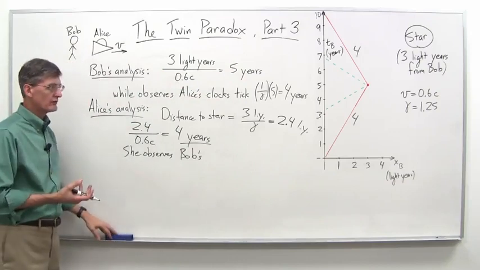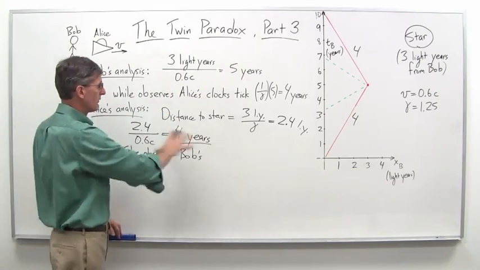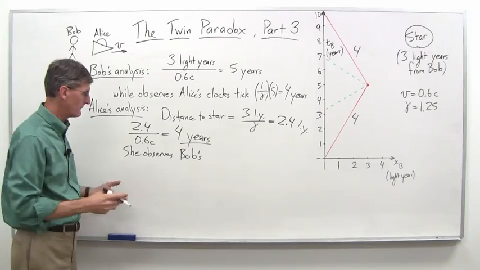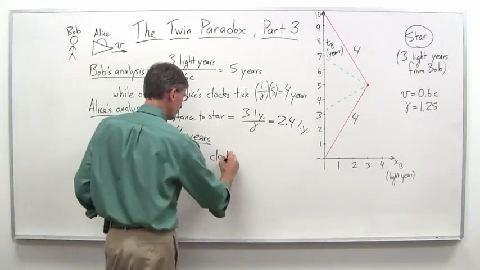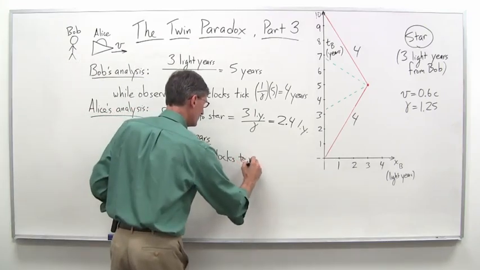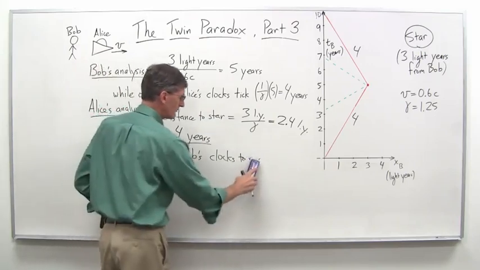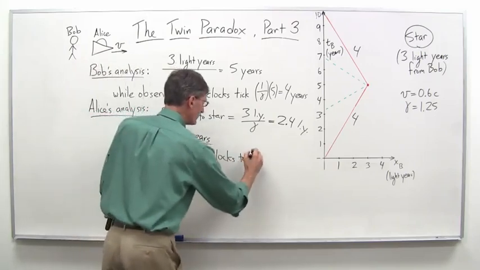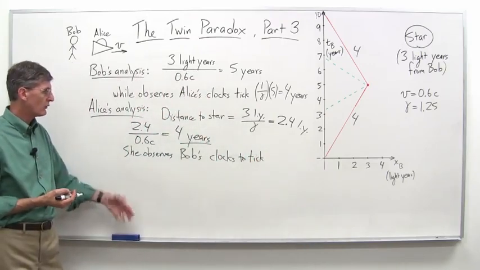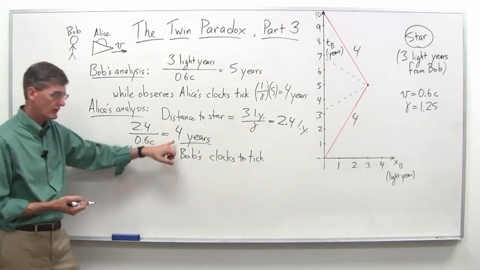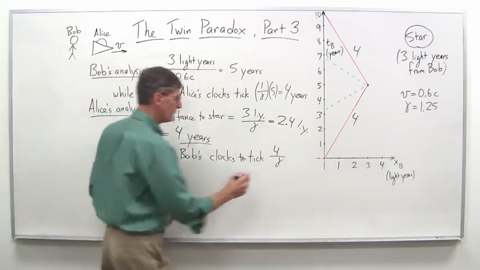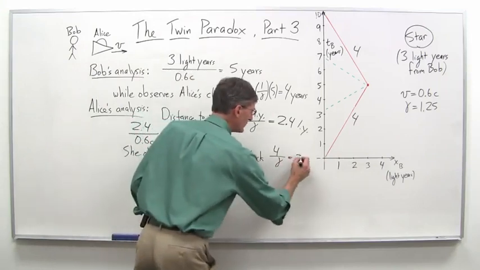In general, wherever they are in his lattice of clocks, when Alice observes one of his clocks, she will observe the clock ticking more slowly than hers. So how many years are they going to tick? Well, again, it's the gamma factor. Her clocks tick for 4 years, so it's 4 over gamma. She sees the time dilation in his clocks, and when you do that, you get 4 divided by 1.25 is 3.2 years.